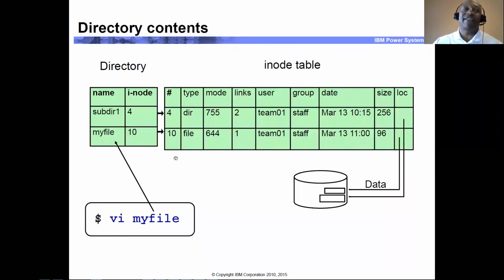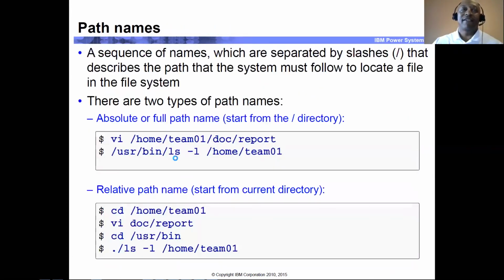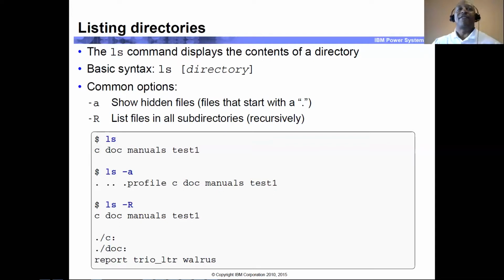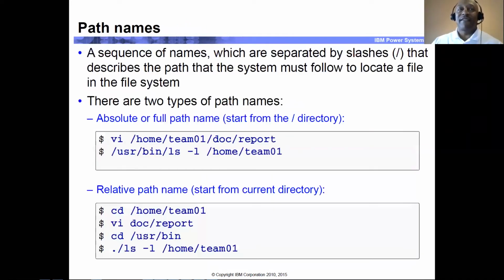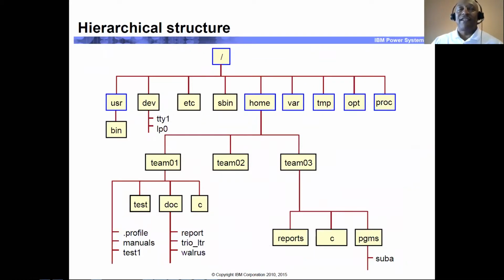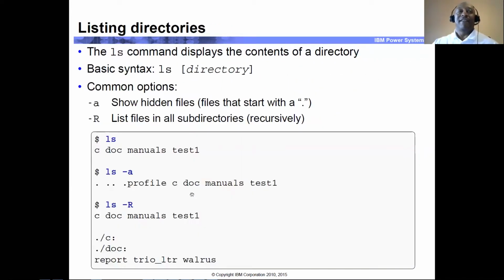So let's see what we got here. In this case, with ls -R, wherever we are in this directory structure, it will list out the C, the doc, the manuals, and the test one file. It could list out the other files, but again, .profile begins with a dot, and we didn't use the lowercase a here.